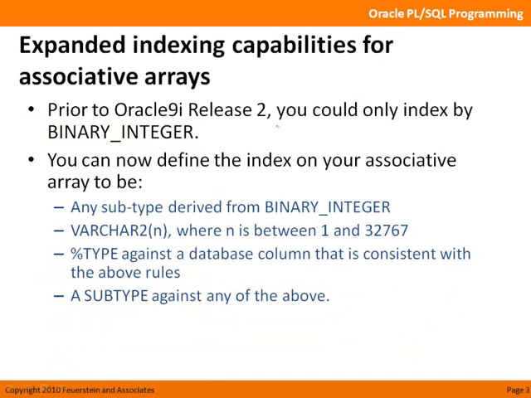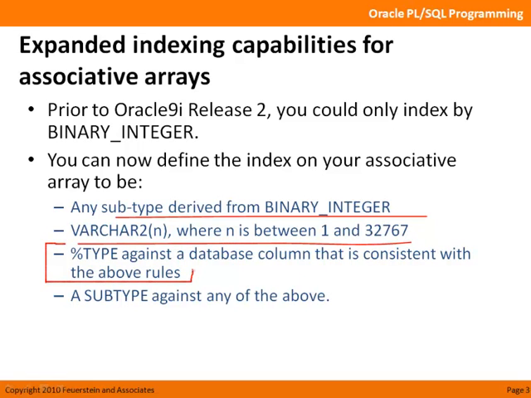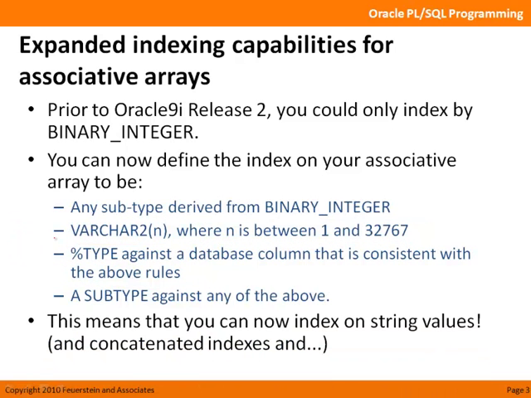Now, you can define an index on your associative array for any subtype derived from binary integer, and more importantly, varchar2s, strings with a length between 1 and 32,767. You can also do an index by on a percent type against a database column that is consistent with the above rules, meaning that you can index by percent types on varchar2 columns and subtypes of anything of the above. The most important thing is you can index on string values.